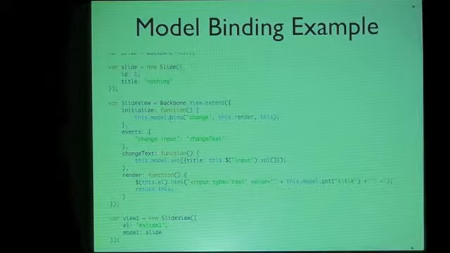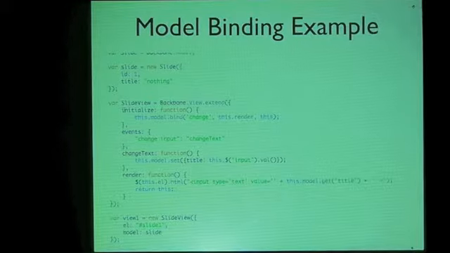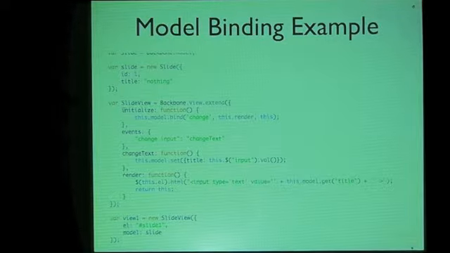So what I need to do here is, every view has an initialize function that gets executed when your view is created. When my view is first created, I want to take my model. Every view has a model property. And I want to bind the change event to my render function. So anytime my model changes, my render is going to execute.